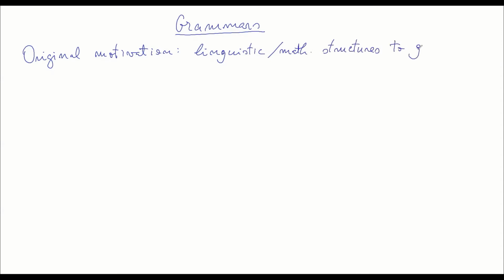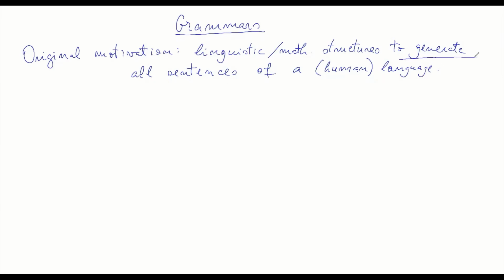to generate all sentences, I should say all correct sentences of a language, and I would say here of a human language, whether that's a natural language or a programming language or something. But you have a language and you have sentences in that language, and the goal was to have a structure that generates all of these languages. And this original motivation goes all the way to Chomsky, 1956.